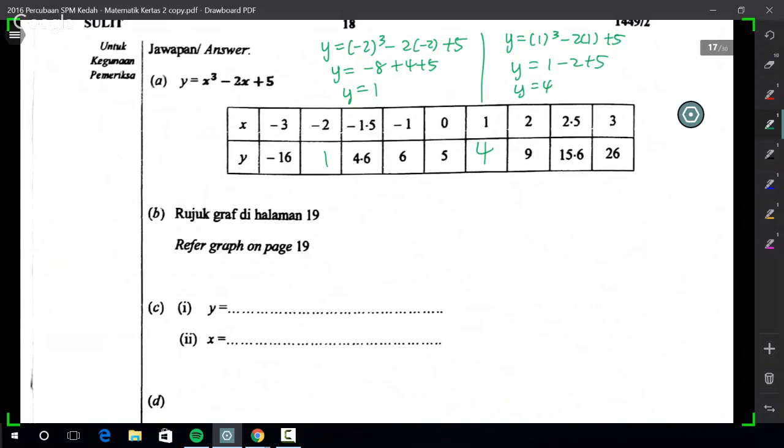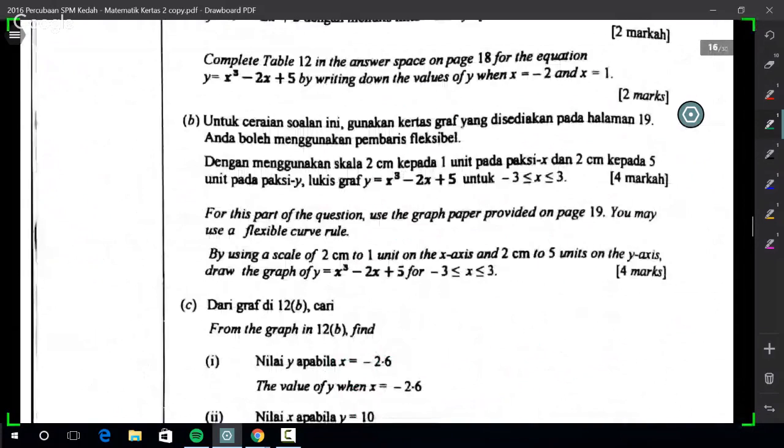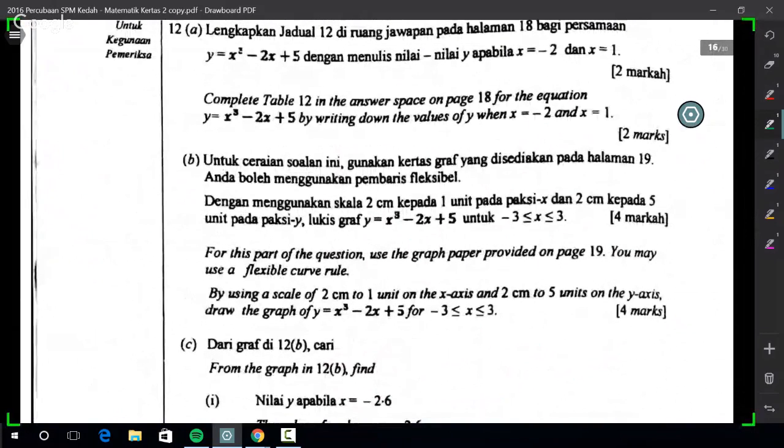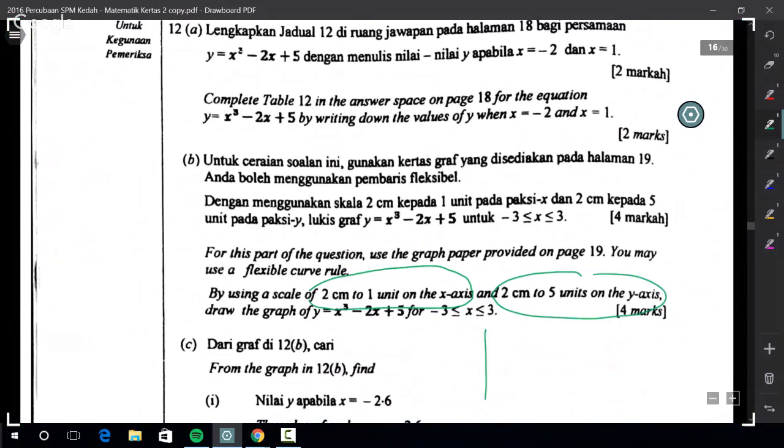All right, so then part B basically asks you to draw, I guess. For this part of the question, use the graph paper provided on page 19. You may use the flexible ruler. Okay, the important one is this: 2 centimeters for 1 unit on the x-axis and 2 centimeters to 5 units on the y-axis. So basically, every 2 centimeters on the x-axis is 1, 2, 3, 4. But on the y-axis, it will be 5, 10, 15. All right, this is what the question is trying to say.